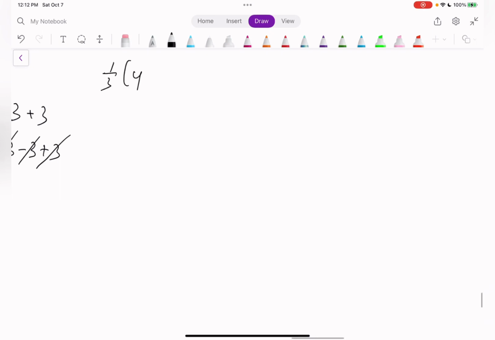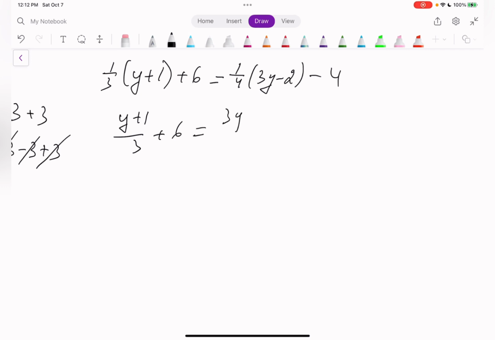One third y plus 1 plus 6 equals 1/4 of 3y minus 2 minus 4. I'll just bring it to a common denominator, and the rest you will take care of. So it's going to be y plus 1 over 3 plus 6 equals 3y minus 2, because it's multiplication, right? Goes to the numerator, over 4 minus 4. So 3 and 4, common denominator is 12, which means here we multiply by 4 by 4. Here's going to be entire 12 and 12. Multiply by 3 times 3 by 12 and times 12.